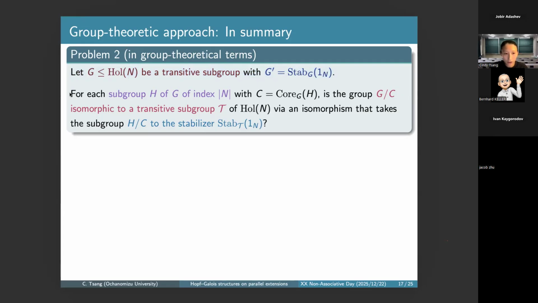Now the parallel extensions correspond to the subgroups H of index small n, which in this case is the same as the order of the type here. And then for each subgroup H of G of index the order of N, we find its core. And then we ask, is the group G mod C isomorphic to a transitive subgroup T of the holomorph of N via an isomorphism that takes the subgroup H mod C to the stabilizer? So this is now completely group theoretic. Let me remark that this is problem 2 in group theoretical terms.